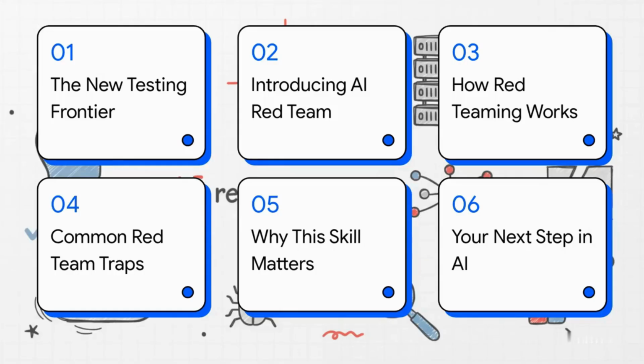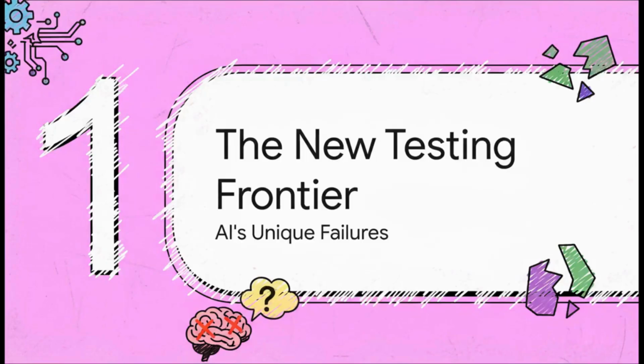So here's how we're going to tackle this. First, we'll explore this new frontier of AI failures. Then we'll introduce red teaming as our solution and see how it works. After that, we get to the really juicy part, the 4 big traps to avoid. We'll wrap it all up by talking about why this skill is such a game changer for your career and leave you with one final thought. All right, let's jump in.